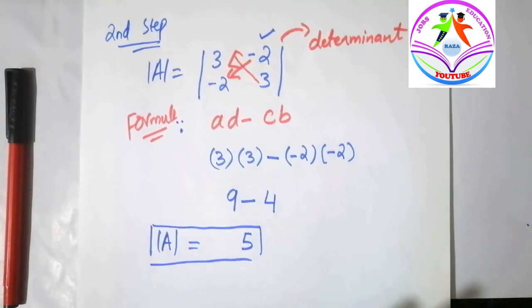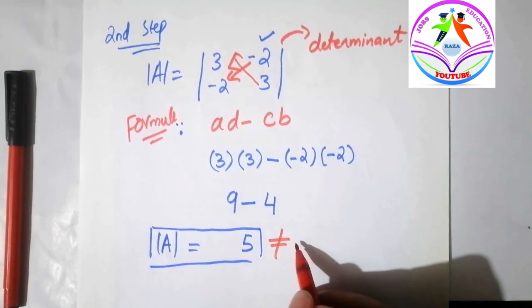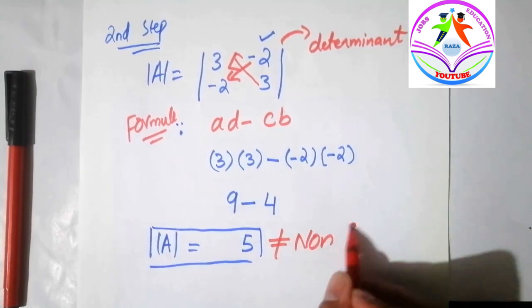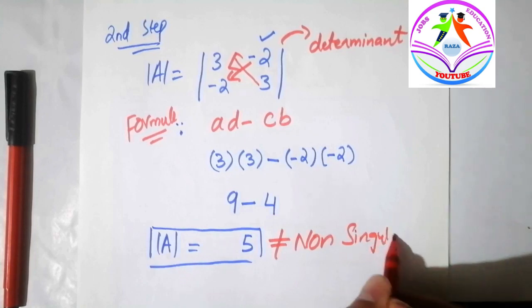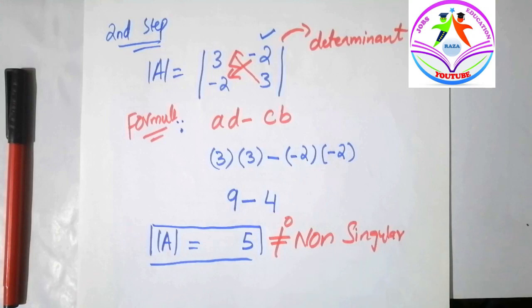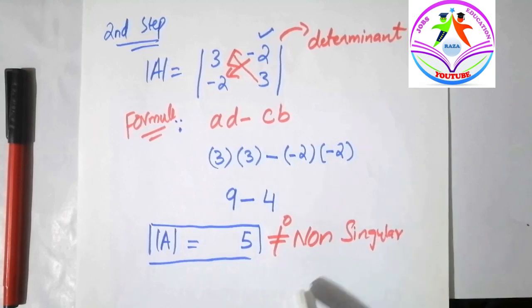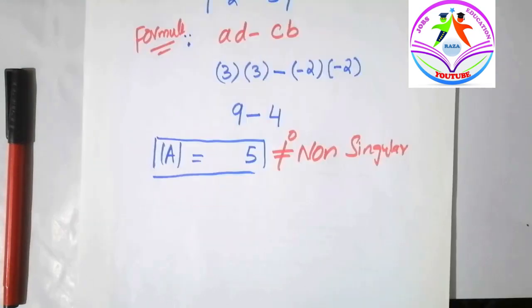So this is non-singular, the value is not equal to 0. It is non-singular, it's not equal to 0, and that's why we are able to solve using Cramer's rule. If the determinant of A is 0, it is a singular matrix, so you cannot solve using Cramer's rule. So now the next step is to find the x and y values.